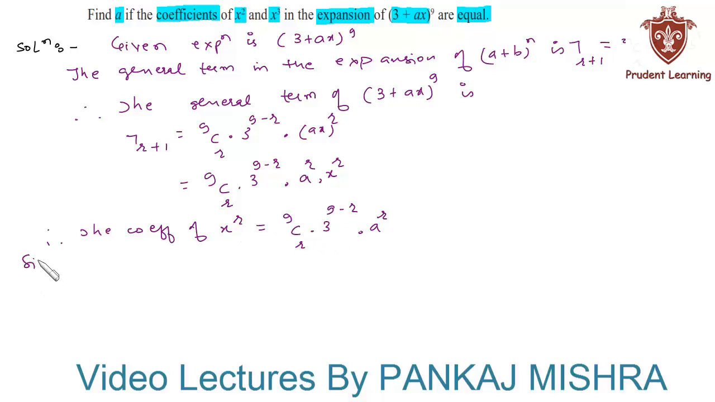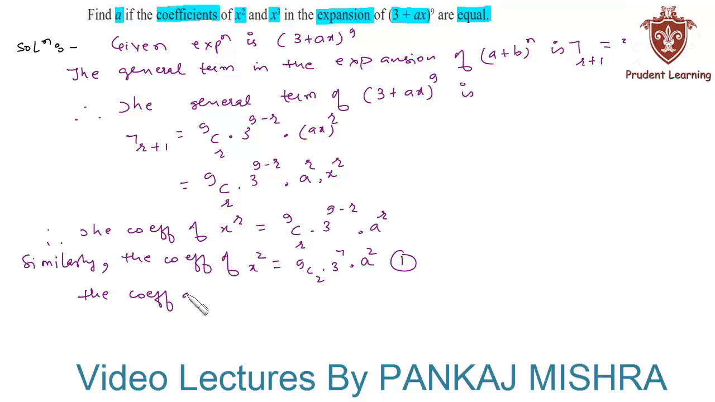So similarly, the coefficient of x square is given by 9C2 into 3 raised to the power of 9 minus 2, that is 7, into a raised to the power of 2. Call it equation 1. And the coefficient of x cube is given by 9C3 into 3 raised to the power of 9 minus 3, that is 6, into a raised to the power of 3. Call it equation 2.